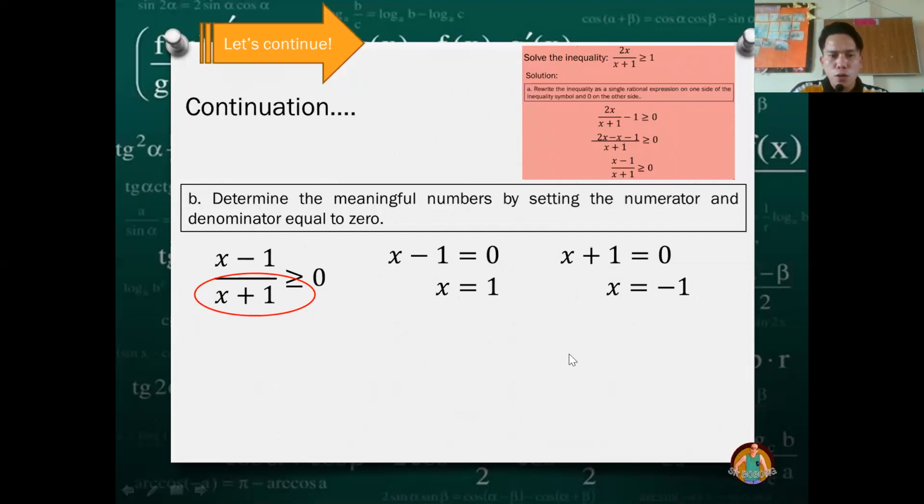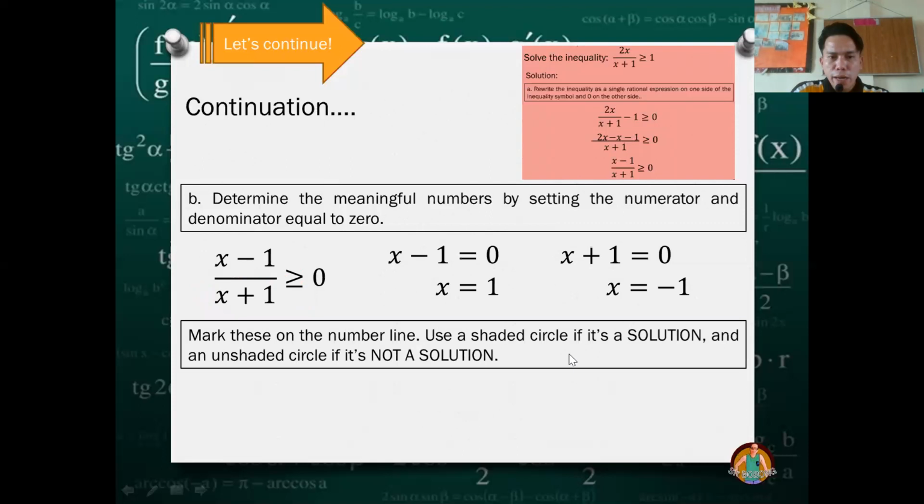Okay? So, what next? Mark this on the number line. Use a shaded circle if it's a solution and an unshaded circle if it's not a solution. So, gagawa tayo ng number line. So, paano yung number line? Ganito. So, we will have the positive 1 and the negative 1. So, negative 1 sa left side papuntang positive 1. Okay, so that is our number line.